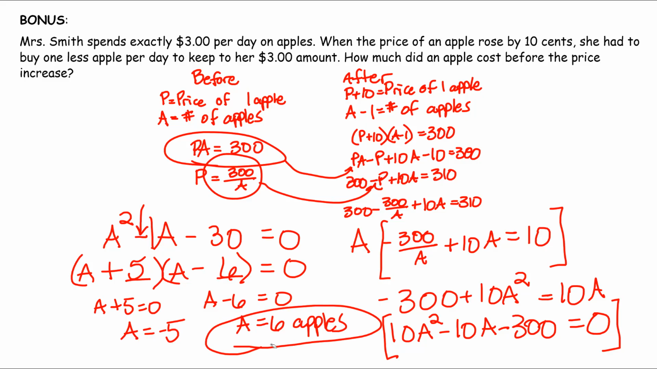And if you remember when we did this by trial and error, we knew that she bought 6 apples to begin with and then had to knock it back to 5 when the price went up. So if she bought 6 apples to begin with and it was $3, then each apple had to cost 50 cents in the beginning. So that's a tricky problem, and that's why I gave it to you as a bonus.